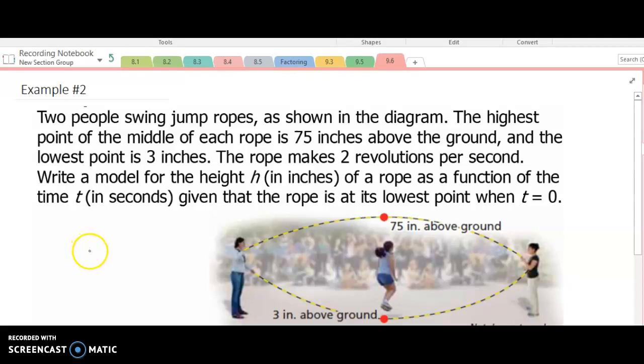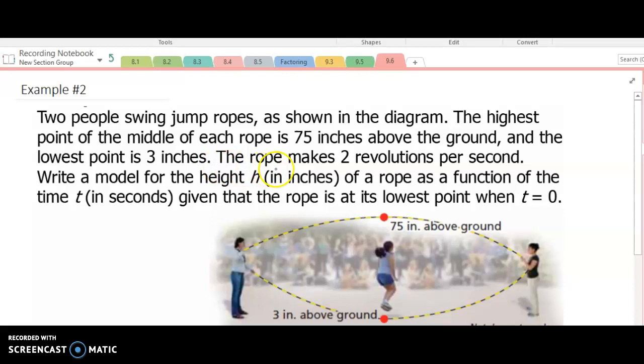All right, guys, so this is example 2 in section 9.6. If you haven't watched the first example, please watch that before you watch this. It's in the other video. In this example, it's a word problem, and we have to create a function to model this word problem.